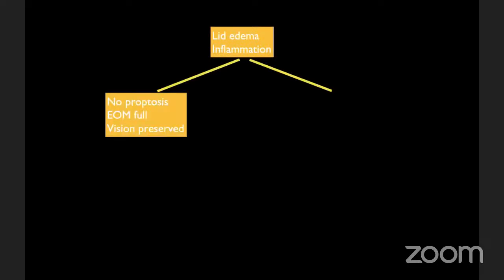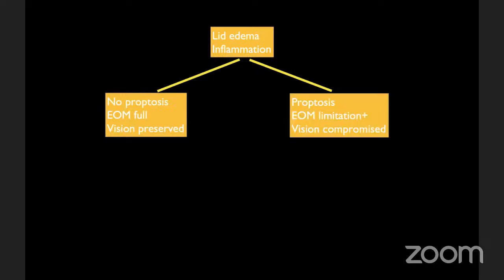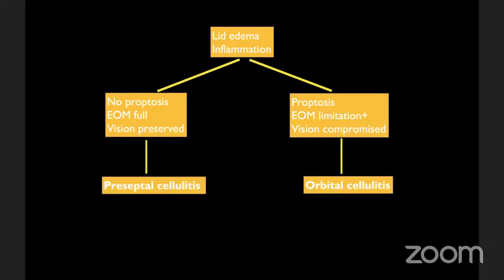So these were where we would go for a more conservative or medical line of treatment. If the lid edema and inflammation are present and there is no proptosis, no ocular motility restriction, and vision is preserved, then we are mostly dealing with preseptal cellulitis, and that would resolve with medical treatment. But if there is proptosis, EOM limitation, and vision is compromised, then it becomes orbital cellulitis. And that is how this algorithm helps us stage the two.